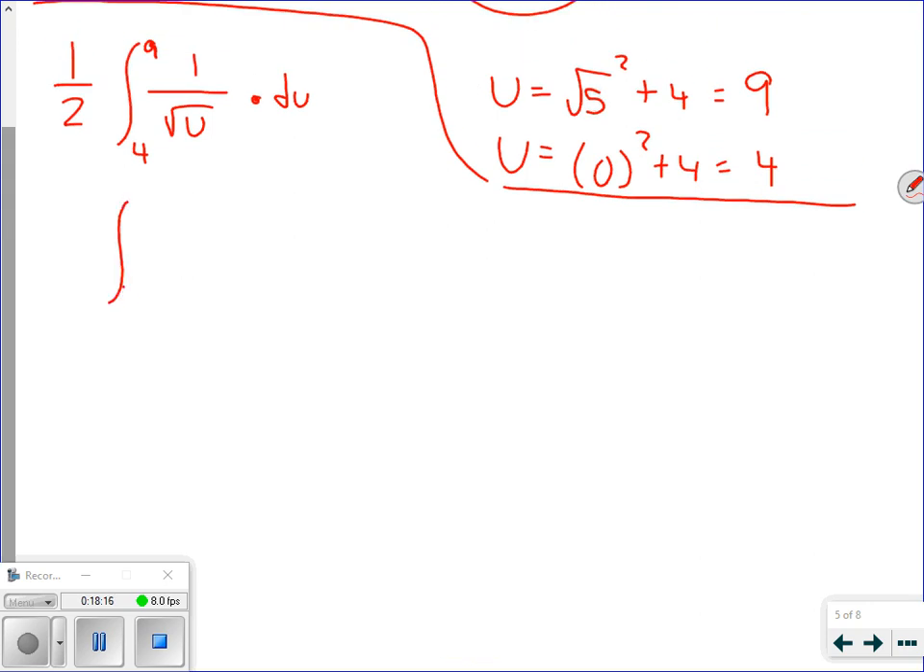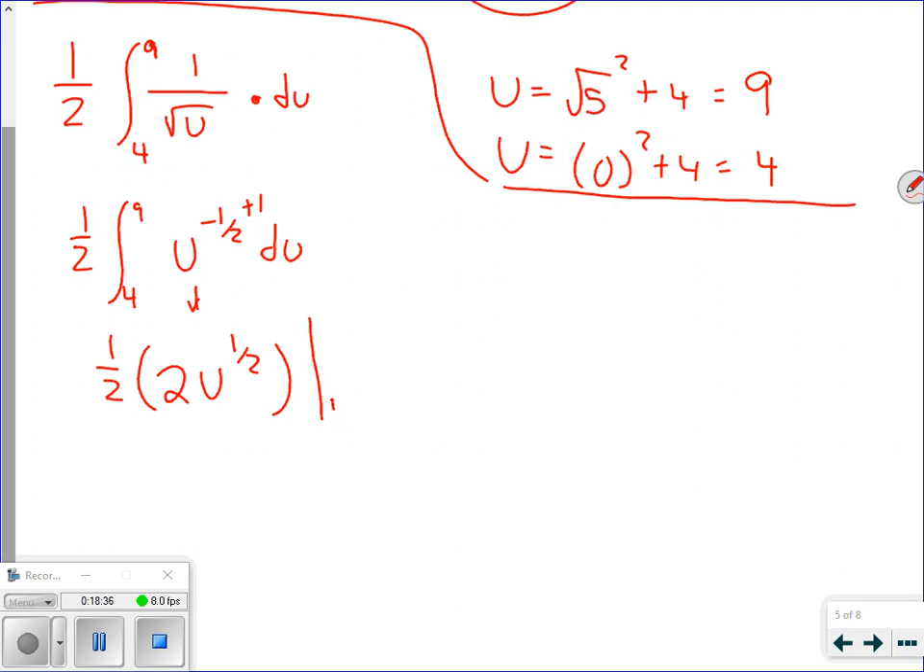All right, well, first of all, rewrite this as the integral of u to the negative 1/2 power and integrate that. So I'm going to add 1 to the power, which is positive 1/2, and divide. So I got 2u to the 1/2 power as my integral. Okay. And remember, that's multiplied by 1/2, and I'm evaluating from 4 to 9.